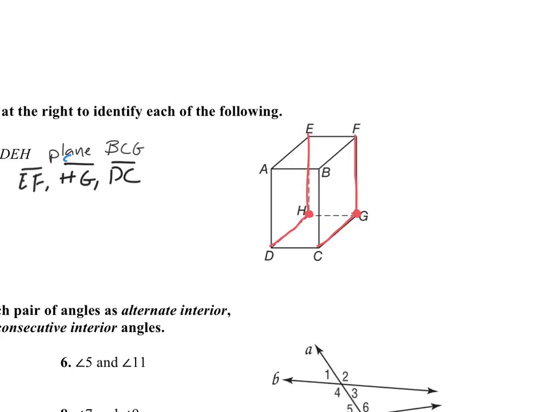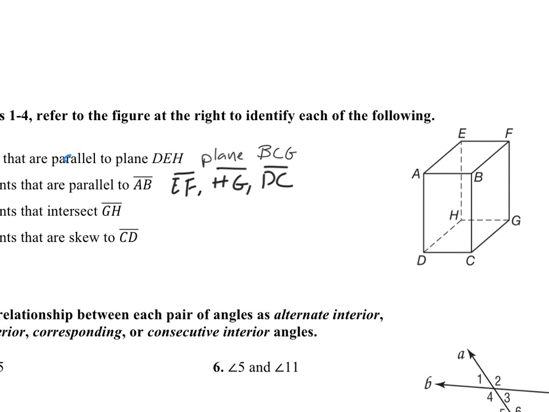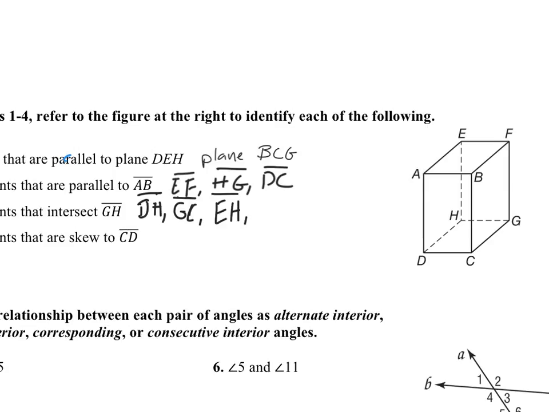So let me erase those real quick, and let's name those real quick. We've got DH. Okay, CG, or GC, doesn't matter. And then we've got EH as well, and FG.